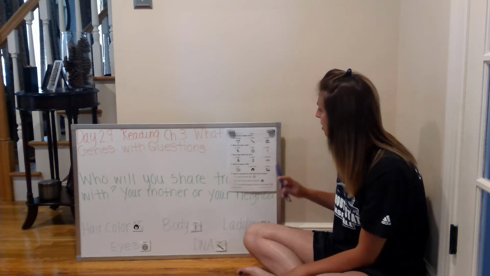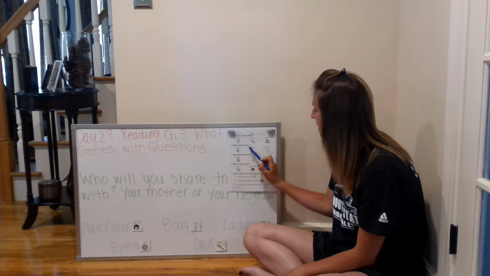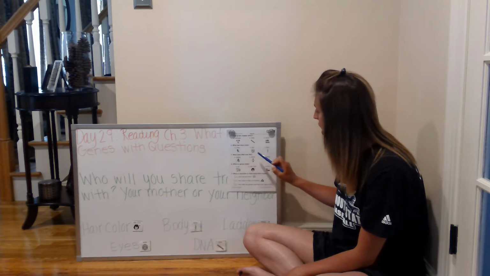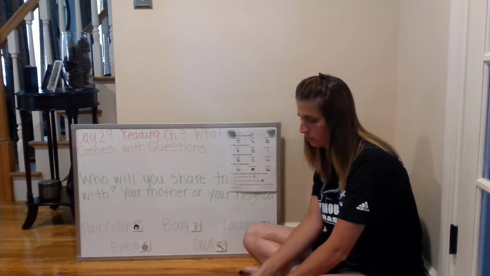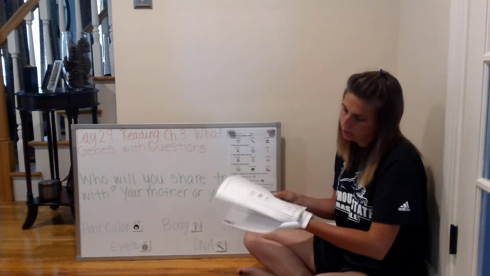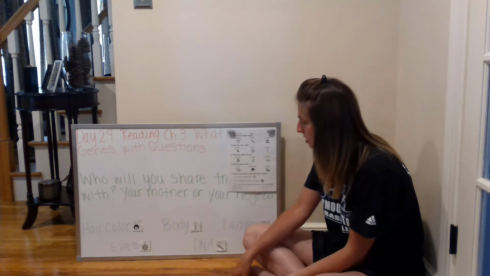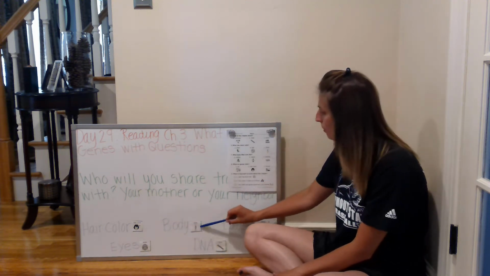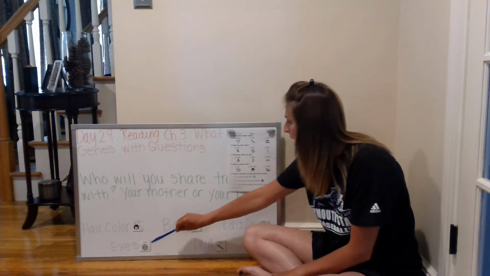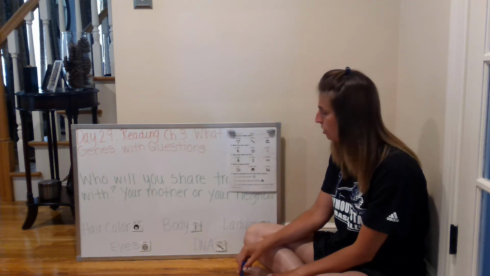Question number 2 on the multiple choice. What has many cells? Chair, ball, or body? Circling your answer. Question number 2 on the fill-in. Your blank has many cells. Hair color, body, ladder, eyes, or DNA?